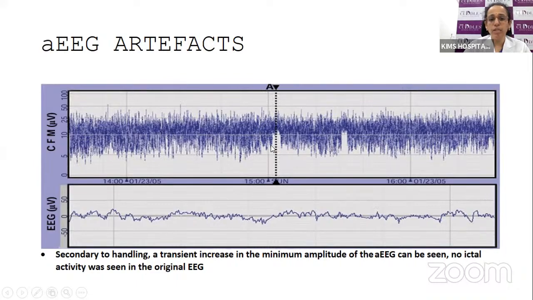But here you can see there is a brief elevation in the amplitude of the lower border, which is going up and then again coming down, but there is no depression in the overall amplitude, as we have seen in the previous graph with seizure, where there is a depression in the overall amplitude subsequently following seizure. So here, secondary to handling, you can see a transient increase only in the minimum amplitude of the aEEG. And when compared to the conventional EEG, we cannot see any ictal discharges in the original EEG.